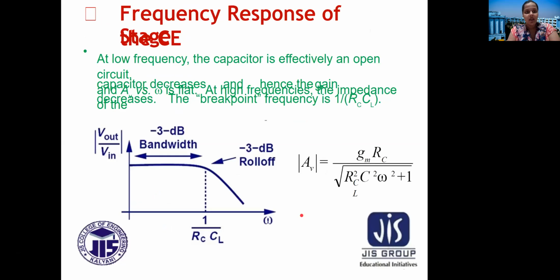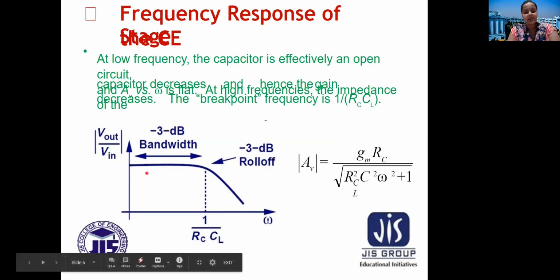Frequency response. At low frequency, the capacitor is effectively an open circuit, but as the frequency gets higher, the effect of the capacitor will be present in the circuit, and as a result, again the gain will decrease after a certain frequency.